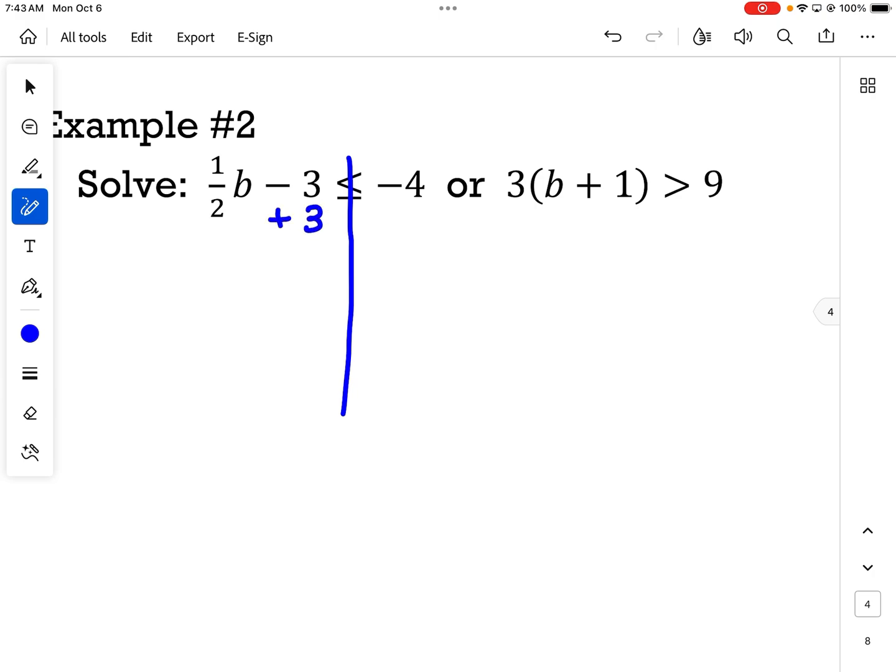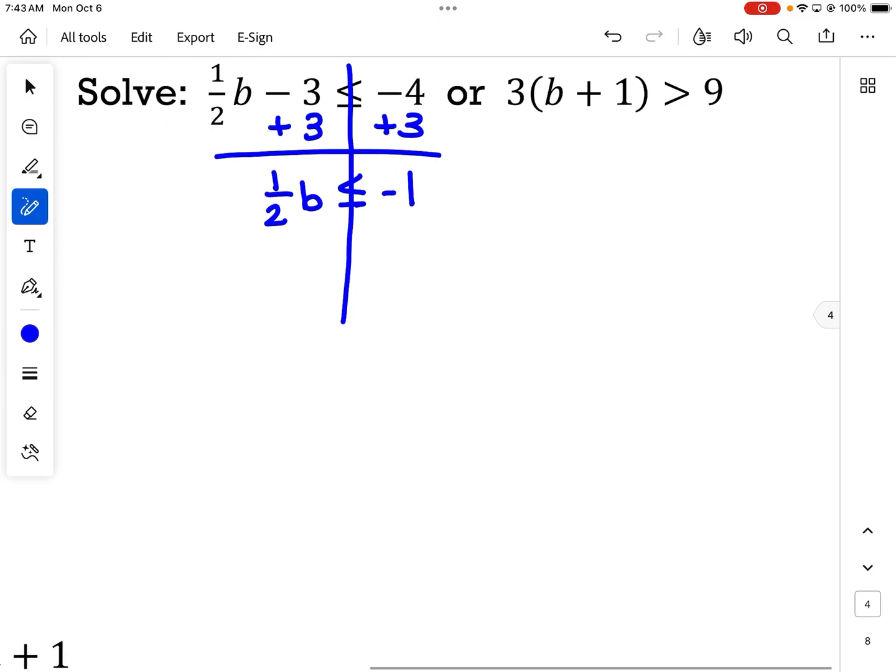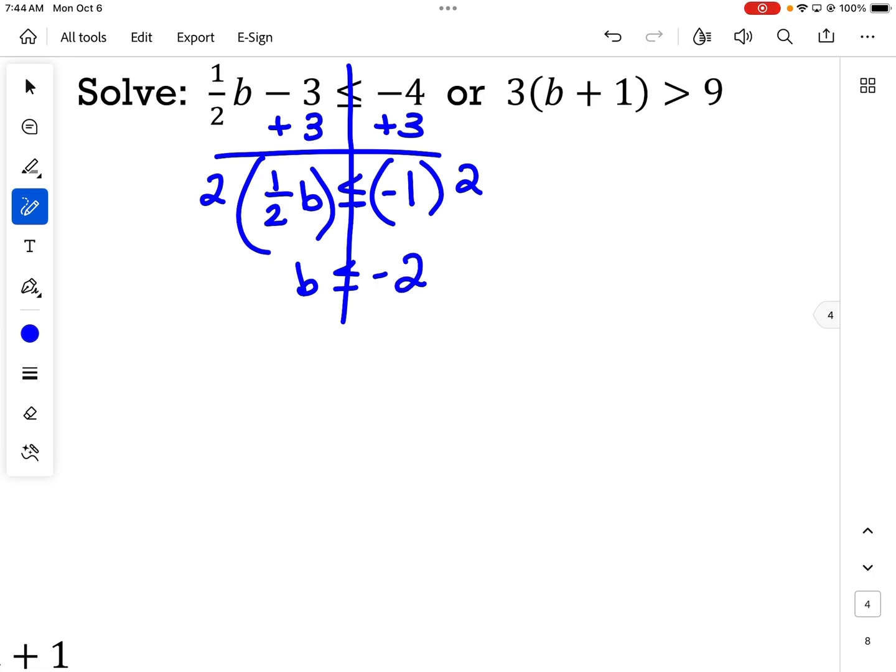All right, so we're going to add 3. And then we have 1/2 times b. To get rid of 1/2 in front, we multiply by the reciprocal, which would be 2/1, or just 2 on both sides. So b is less than or equal to -2. Okay, so that's one of the inequalities for x. And then the other inequality.